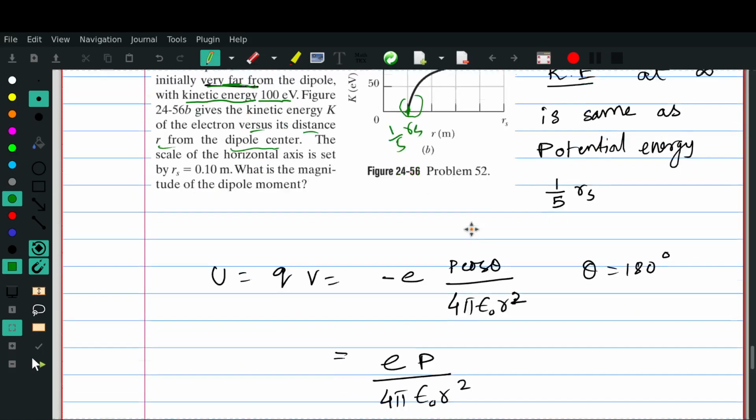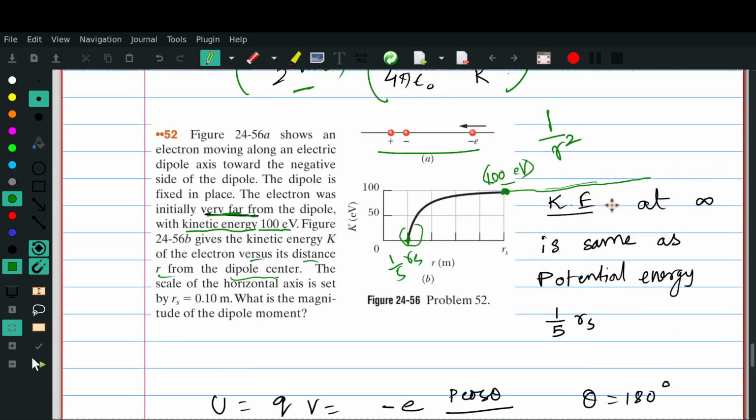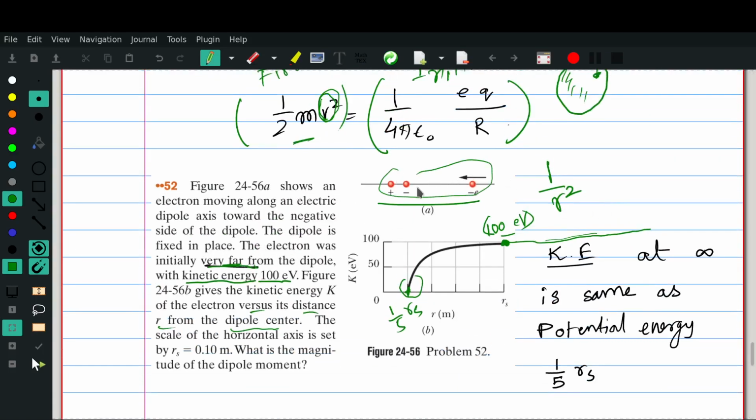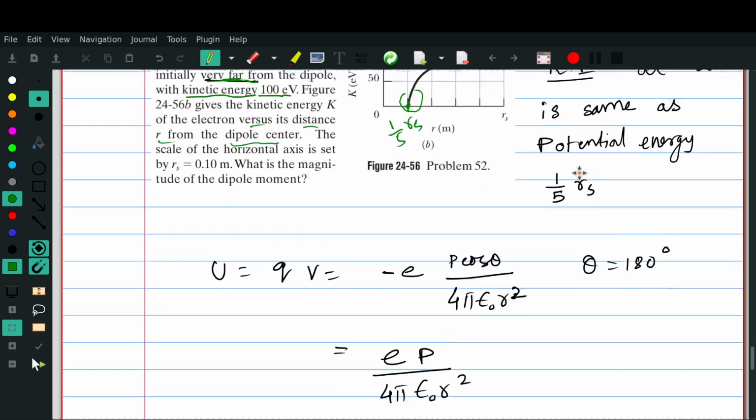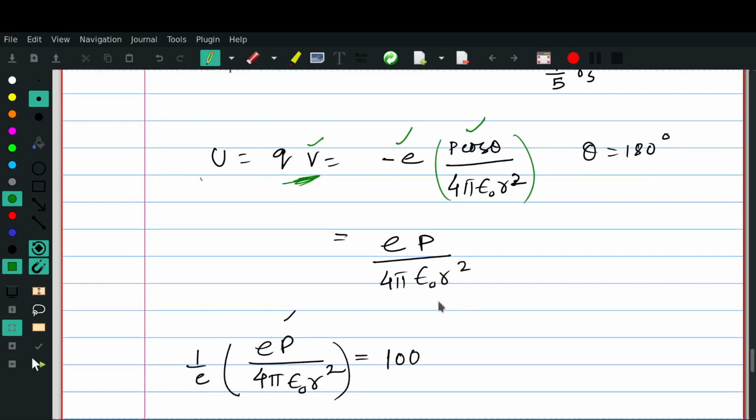So what we will do here is write the potential energy due to this system and equate it with 100, because we only want the potential energy. U is equal to QV: the potential energy is Q times the potential, and we have this charge, and also this potential due to the dipole. So you just plug in those values. The theta is 180 degrees because the electron is coming directly from this side.